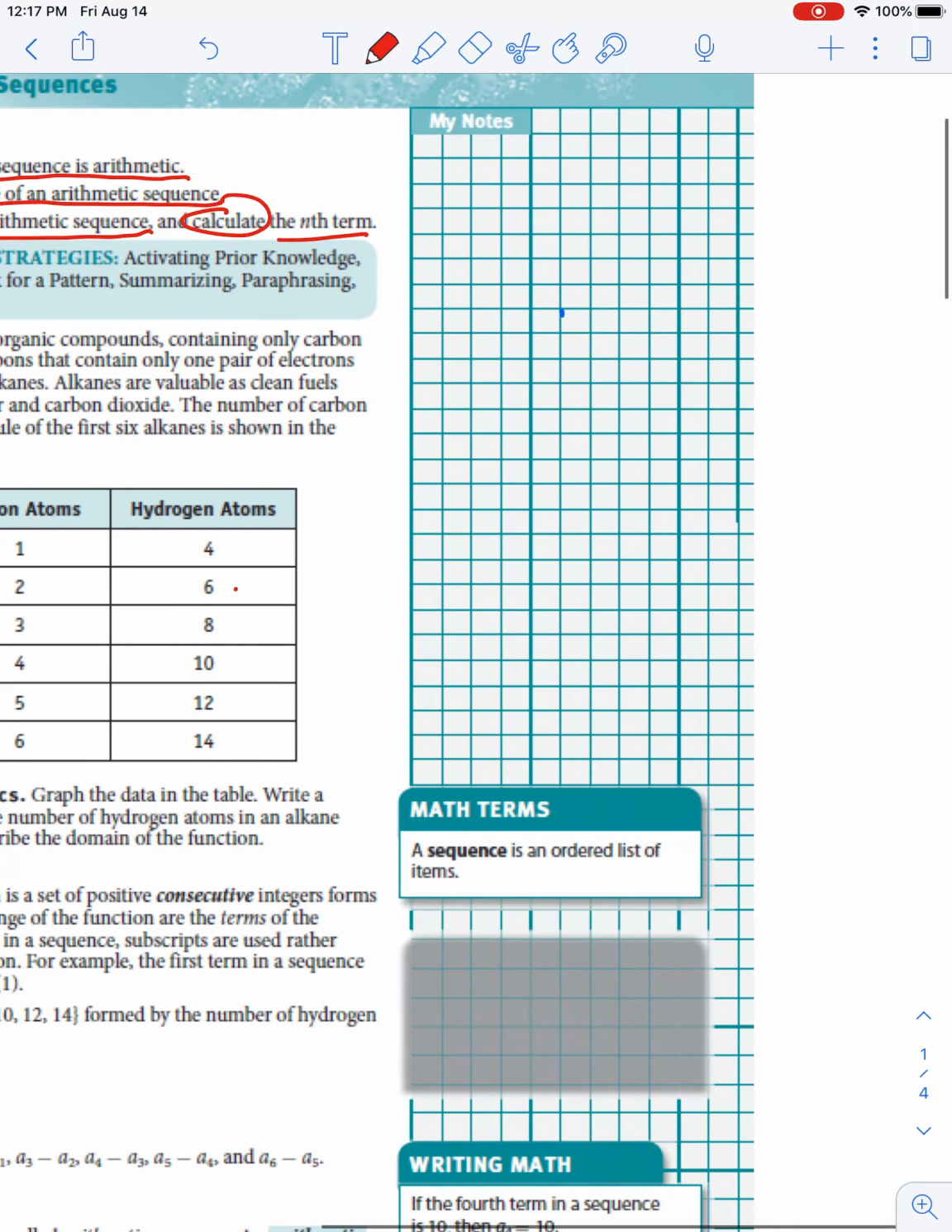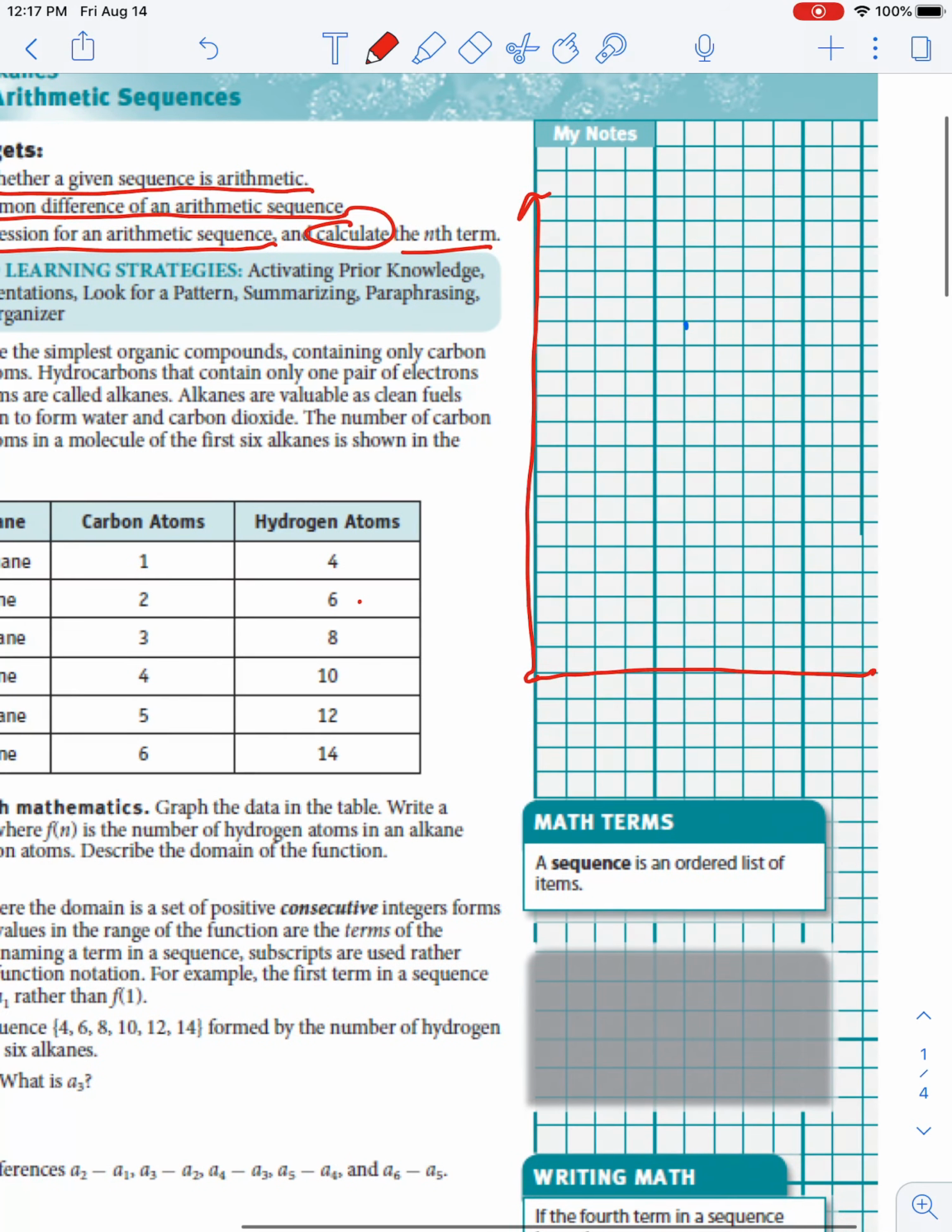Okay, so if we do that real quick over here on the side, we'll kind of get a visual of the data. So I'm going to start by making a grid. I'm going to make this my x-axis, which is going to be my carbon atoms, and I'm going to make this my y-axis, which is going to be my hydrogen atoms. And so my carbon atoms just go from 1 to 6. So this is kind of like our n. This is our f of n, or our x and y.